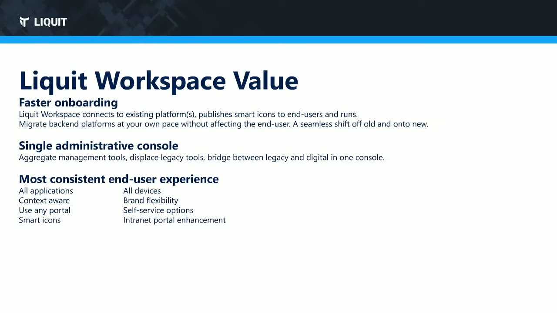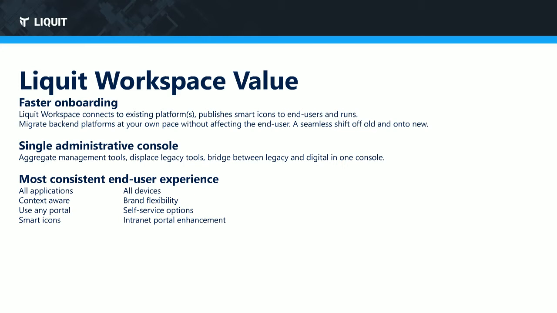So the Liquit Workspace value: faster onboarding. Liquit Workspace connects to existing platforms. That makes onboarding for new technologies really fast. So for Liquit Workspace, it's the last front-end migration you will ever do. From that point on, you get a workspace, so you can adapt technology as you would like.